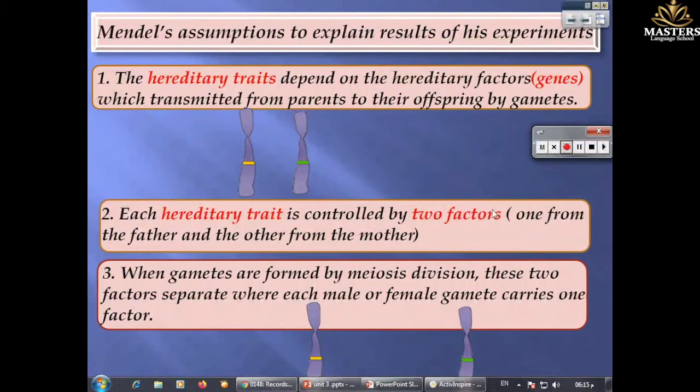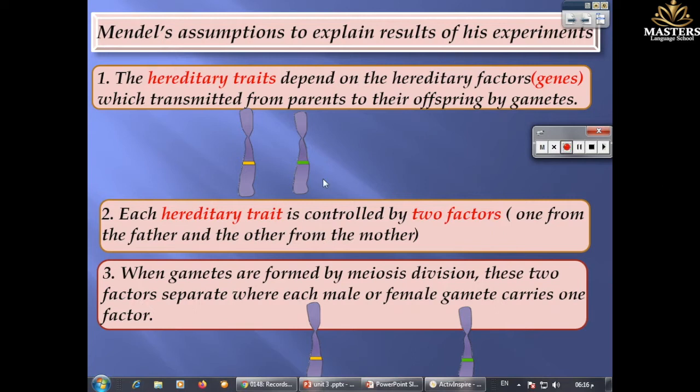Now we will complete the second record of Unit 3 Genetics. Now we wanted to know Mendel's assumptions to explain the results of his experiments. Number one, the hereditary traits depend on the hereditary factors or genes.